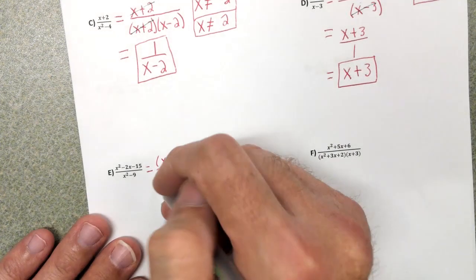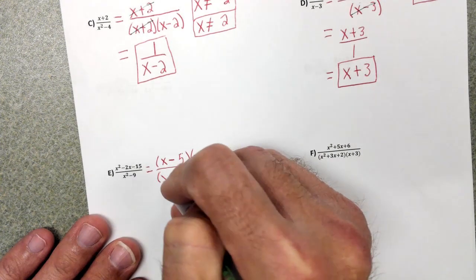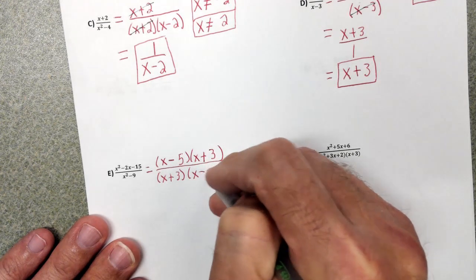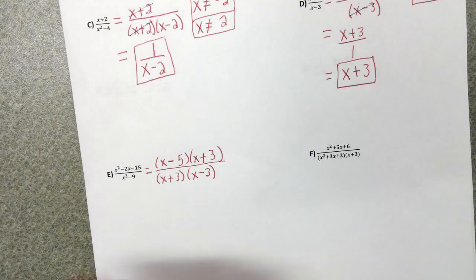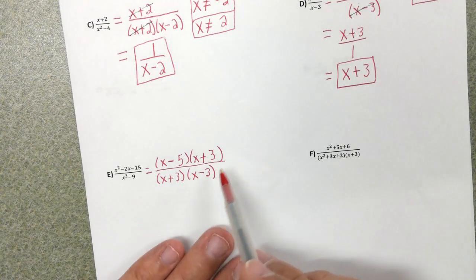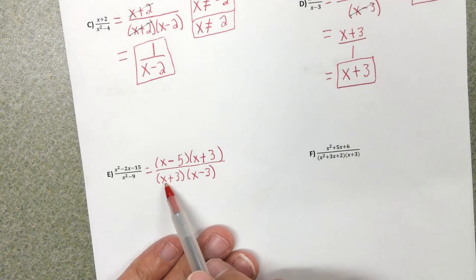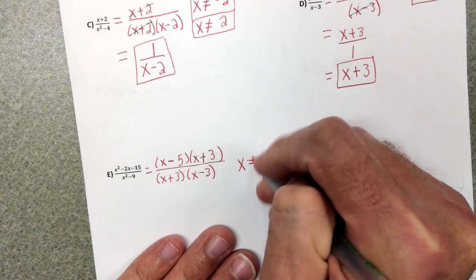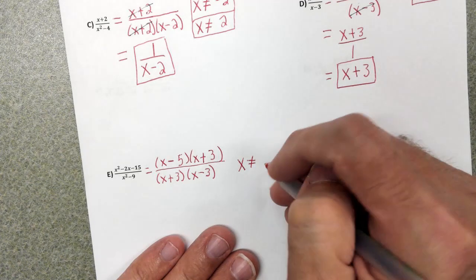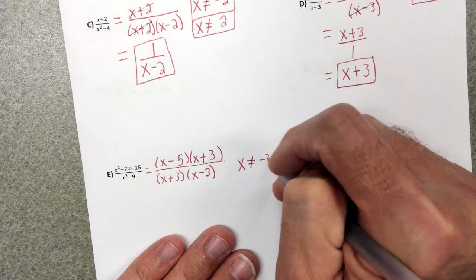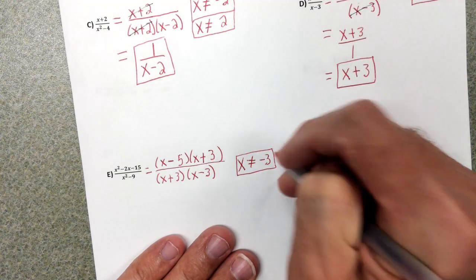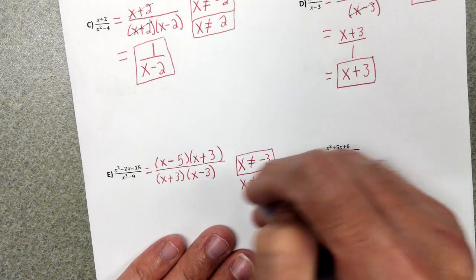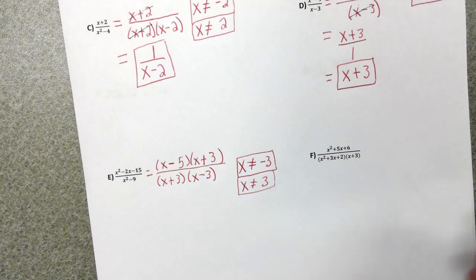Here's another difference of squares on the bottom, so that's going to break down to be x plus 3 and x minus 3. So now that we've factored, we'll go ahead and account for our excluded values. X plus 3, so that would be a negative 3. And remember, your excluded values come only from the denominator. So x cannot equal negative 3. That's one excluded value. X minus 3, that's going to give us x cannot equal positive 3. So there are your excluded values.